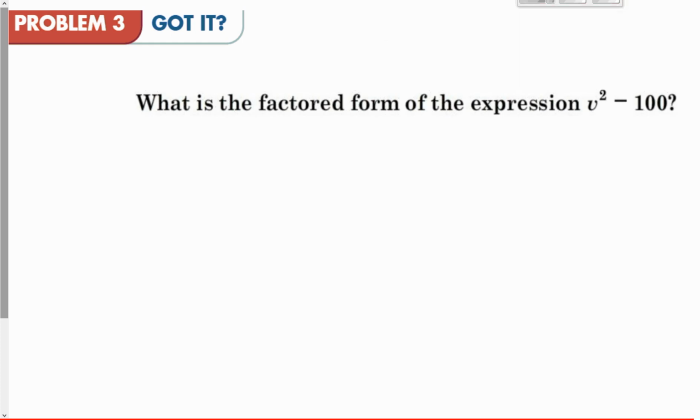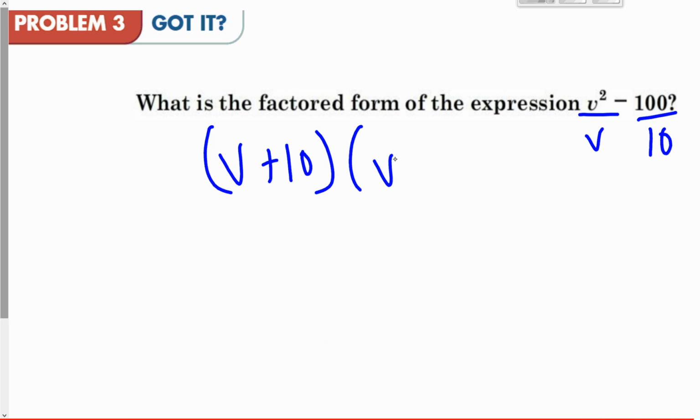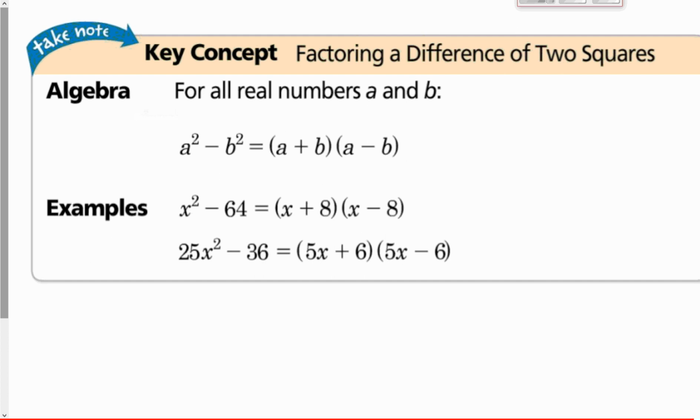Okay, what times itself is v squared? That is v. What times itself is 100? 10. Since the middle is missing, that means you're going to have one positive and one negative. Again, you could do CAB, that's fine. So here is the little formula sheet that you can use.